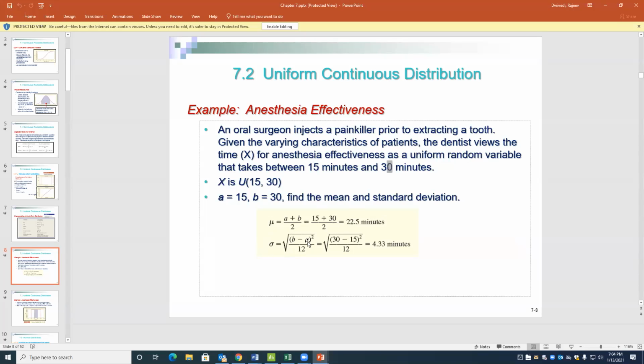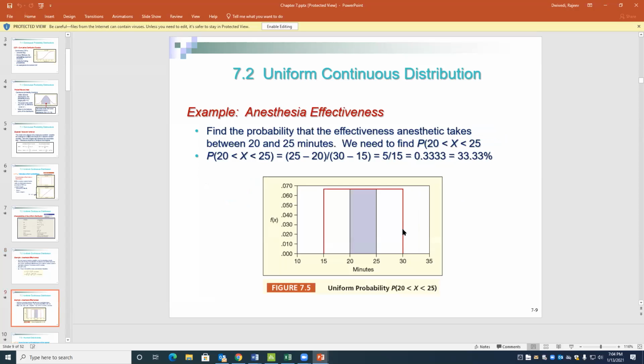Standard deviation is the square root of (B minus A) squared divided by 12, that is 30 minus 15, which we can simply compute. Similarly you can do the event probability. The question here is to find the probability that x is between 20 and 25.